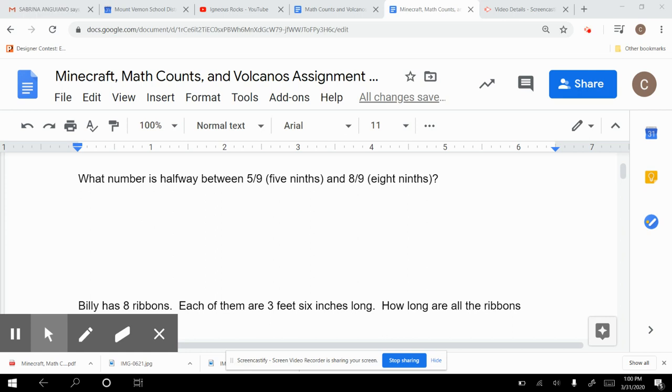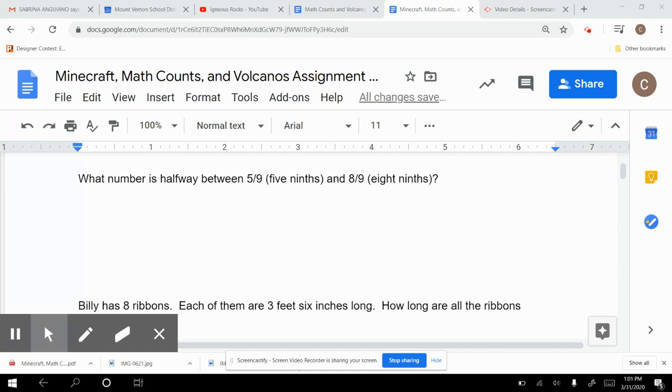Today we're going to be going over the answers to Monday's assignment of Minecraft math counts and volcanoes. A lot of these questions were very similar to the ones that were given on Friday, so hopefully you understood them a little bit better than you did before. So let's get started. It says here, what number is halfway between 5 ninths and 8 ninths?